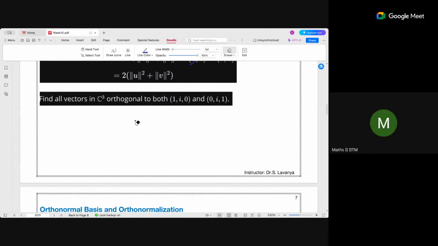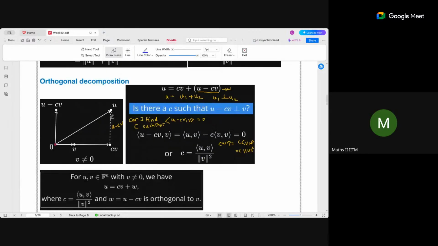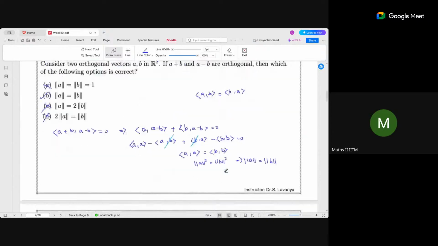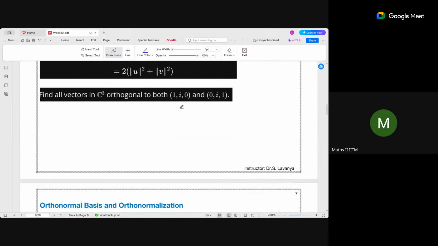Okay, one last problem for today's session. This is a very straightforward one which we have done similarly in R3. Just go through it once. We are going to apply the exact same technique for a vector in C3. Can you all tell what is the first step?